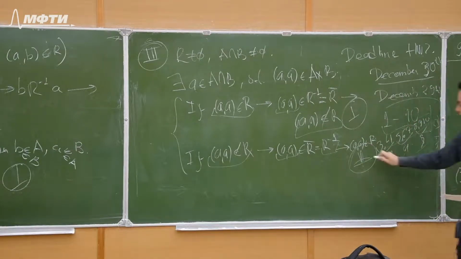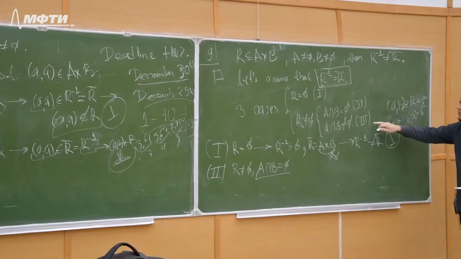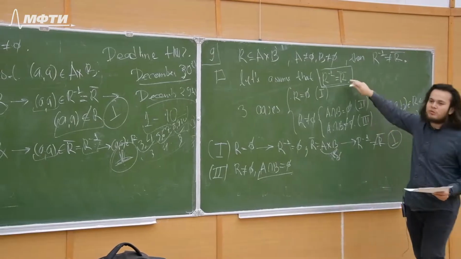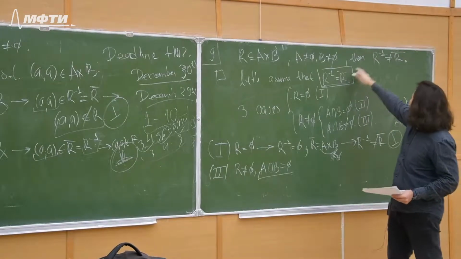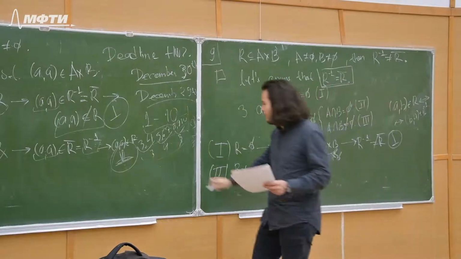Okay? And that's it. So we prove that for all cases, for case 1, case 2, and case 3, this is not true. We got some contradiction. It means that we prove it. Okay? So we finish with this proof here.